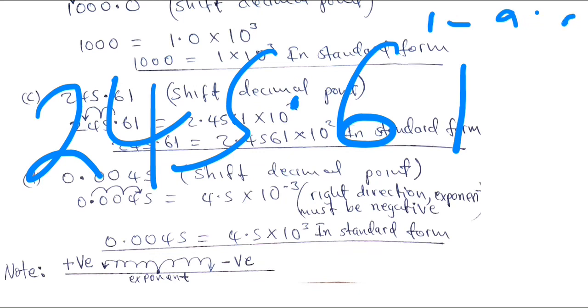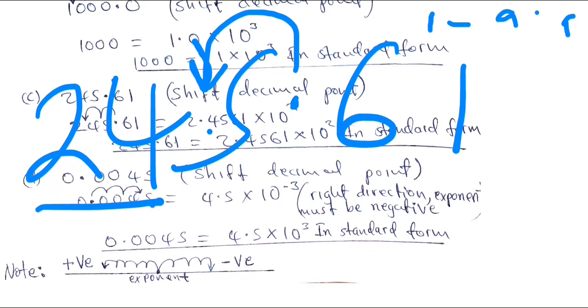Okay, let me test it. So when I shift this one to this position first, my number will be 24.561, like this one. This 24 is still greater than 10, so you have to shift again in order to get a number which is less than 10.